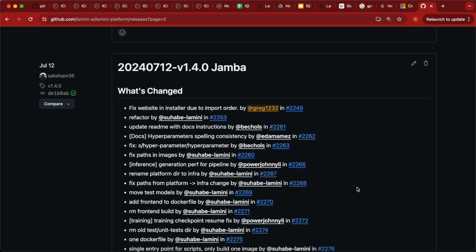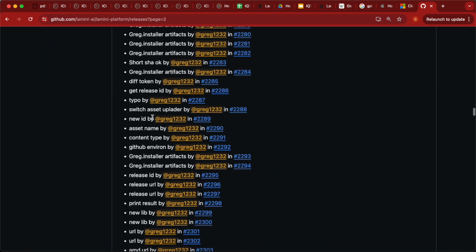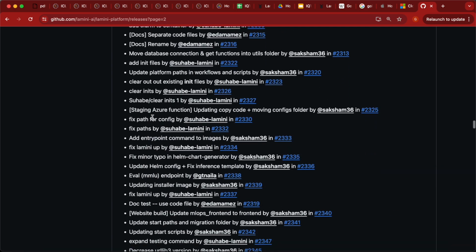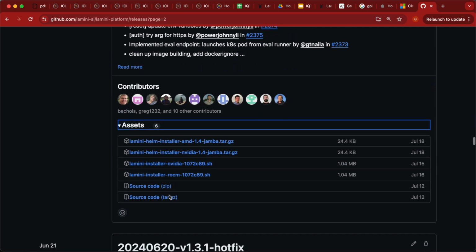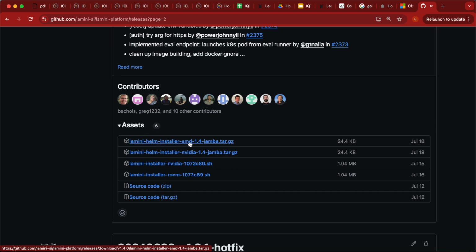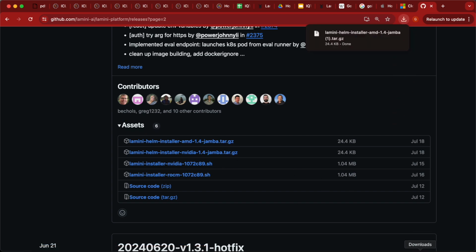So let's look at how to install Lamini. We can get our release. This one is v1.4. We typically do weekly releases. And we can get the installer that we want. So let's say this is an AMD cluster, so I'm going to install using Helm for AMD. So I'm going to grab that.